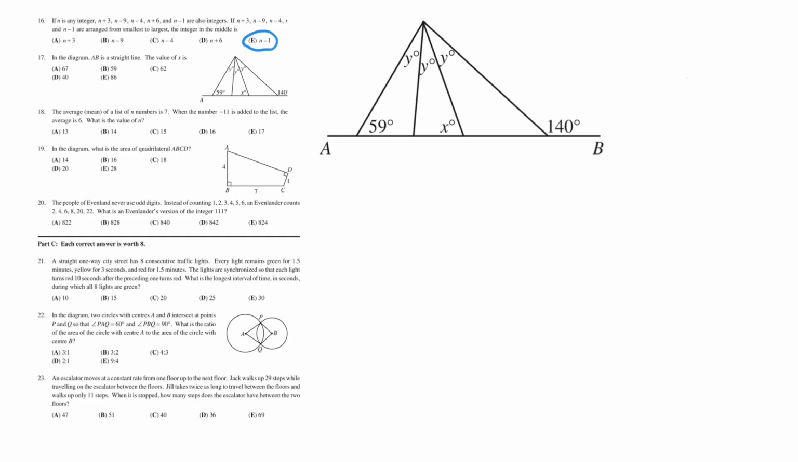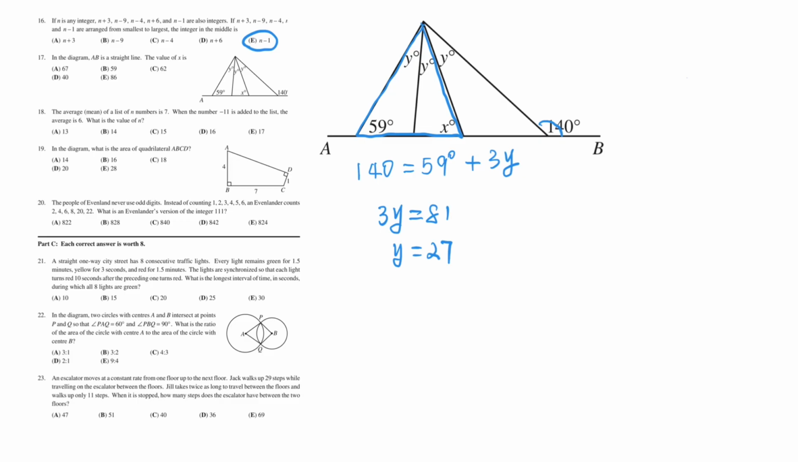Number 17. In the diagram, AB is a straight line. The value of x is. First, look at the 140. 140 is the exterior angle of the big triangle. So 140 equals the sum of the opposite two interior angles. That's 3y plus 59. So 3y equals 81. y equals 27.